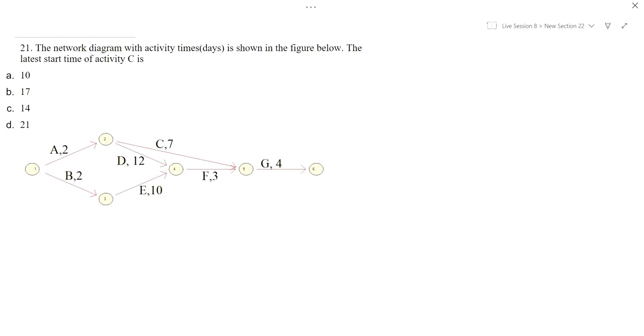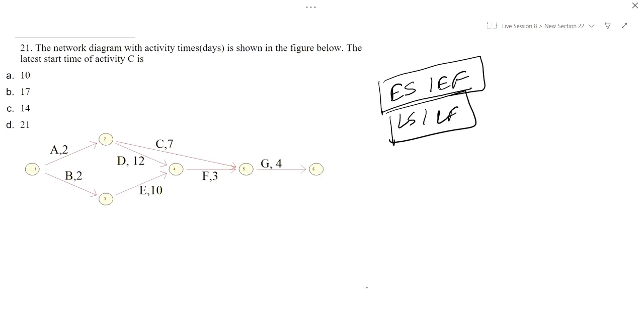Now we will draw the early start time, early finish time, latest start time, latest finish time. We will draw this for all the activities. Now for activity 1, the early start is 0 and early finish is 2.